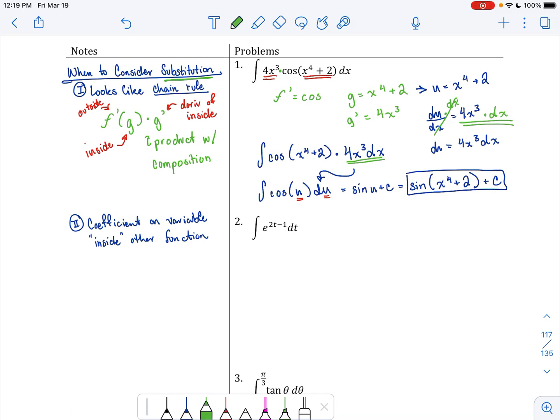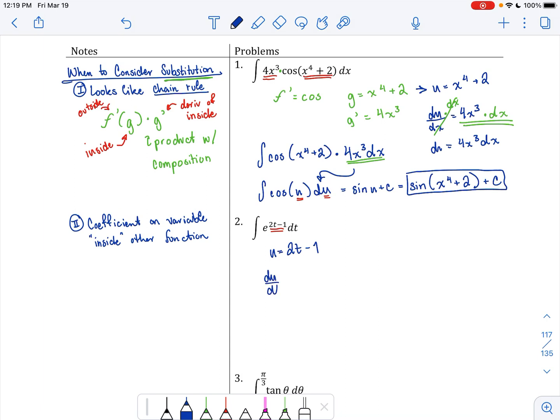So another time you want to consider substitution is when you have a coefficient on the inside function. So remember, your inside function is always what you want to set equal to u to see if substitution is going to work out well. So we've got a coefficient on our variable. Makes us think, okay, want to do substitution. So we set u is equal to 2t minus 1.